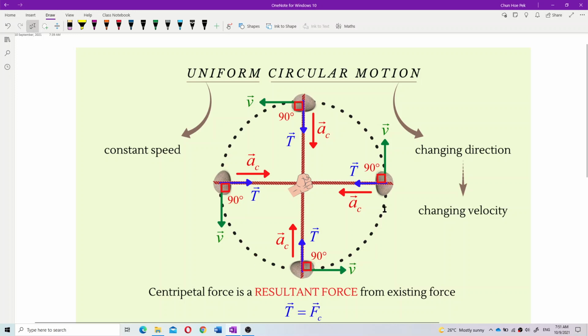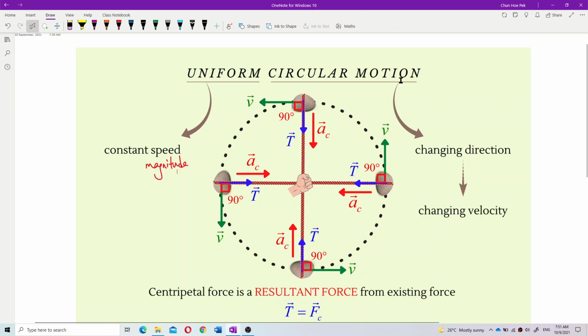You can imagine this stone swirling in a circle with constant speed. It never gets faster or slower. Constant speed, constant magnitude. That is called uniform.